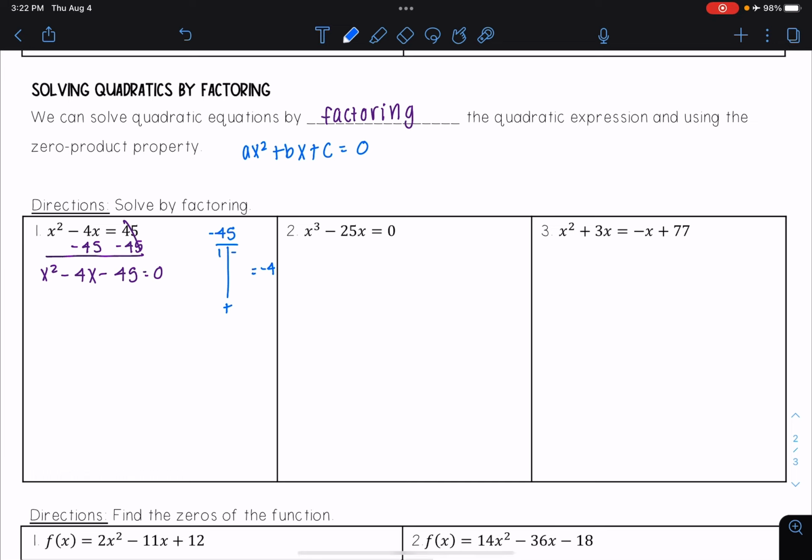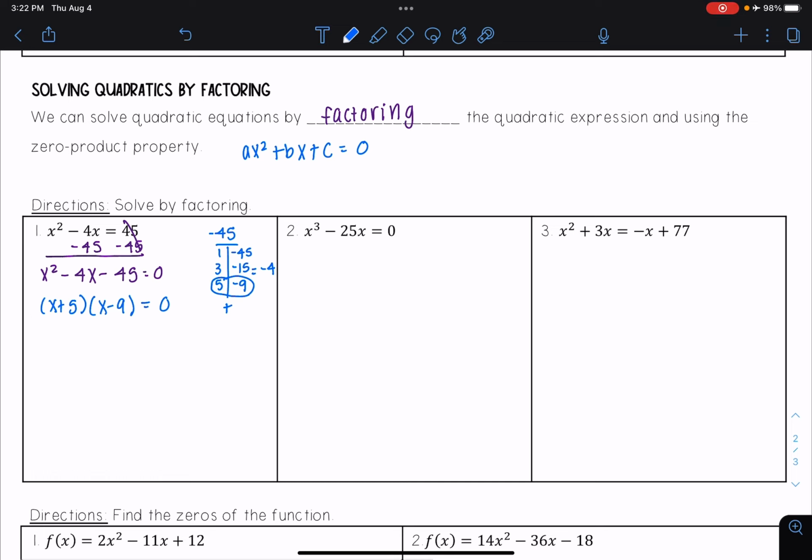So just going in order, I have 1 times negative 45 is negative 45. 2 doesn't go in there. I have 3 times negative 15. 4 doesn't go in there. And then 5 times negative 9. And looking at those pairs, I see that 5 minus 9 gets me that negative 4. And so I have x plus 5, x minus 9 is equal to 0.